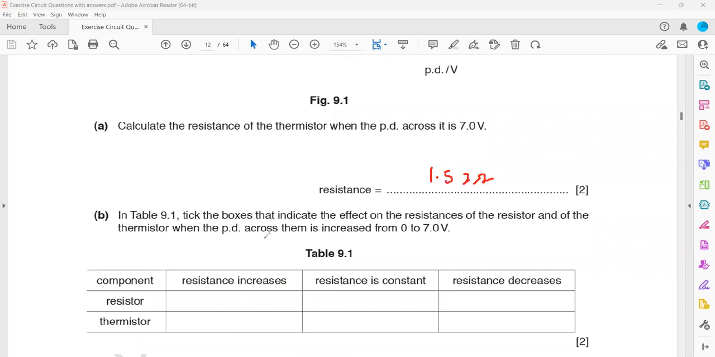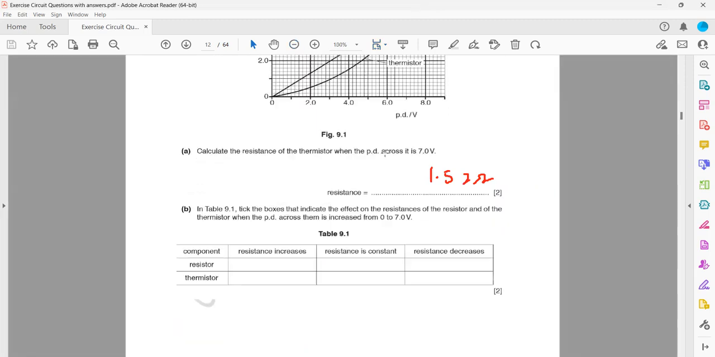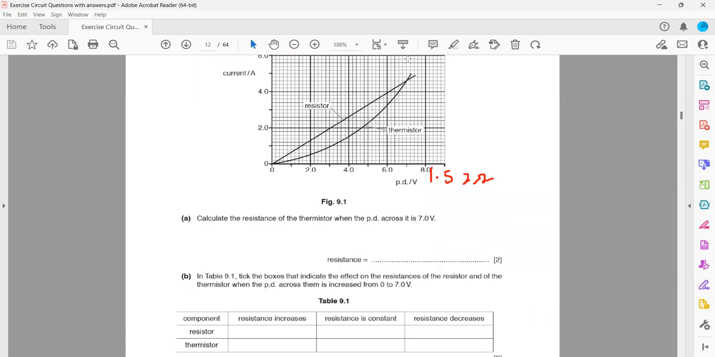Then you have to complete this table by looking at this graph. By looking at the graph, complete the table. What happens to the resistance of the resistor and what happens to the resistance of the thermistor? In the table, just tick the boxes that indicate the effect on the resistance of the resistor and the thermistor. For the resistor, it's a straight line passing through the origin. It means resistance is constant. But for the thermistor, the slope is increasing. It means its resistance is decreasing.